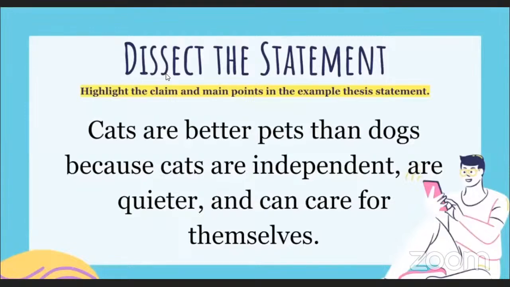Let's dissect this thesis statement. So I want us to look for the claim and the main points in this example. So here it is. Cats are better pets than dogs because cats are independent, are quieter, and can care for themselves. So what I want you to do is figure out the author's claim and the 3 main points. You might have to pause it. That's okay. So pause and figure this out.